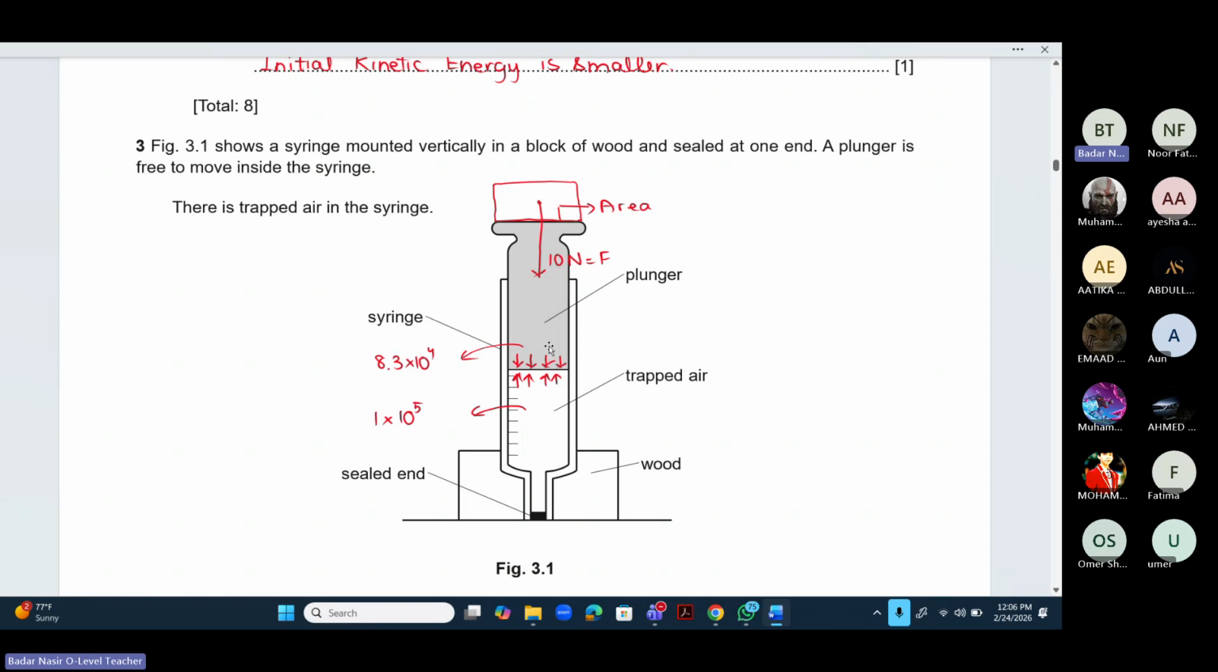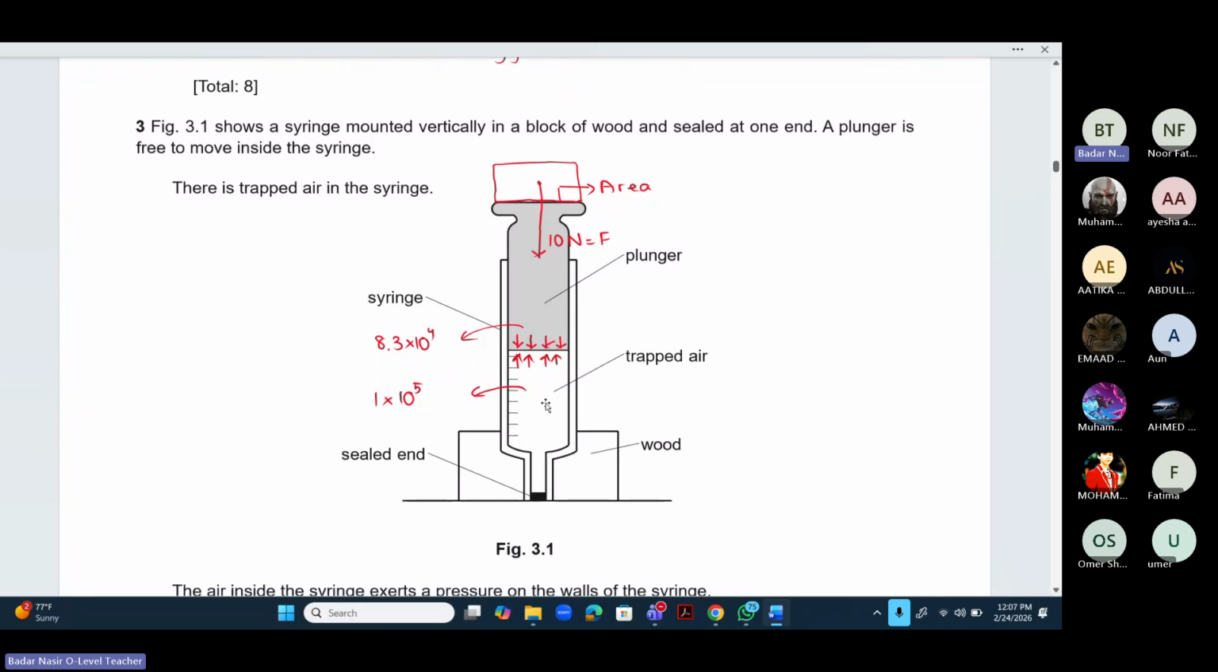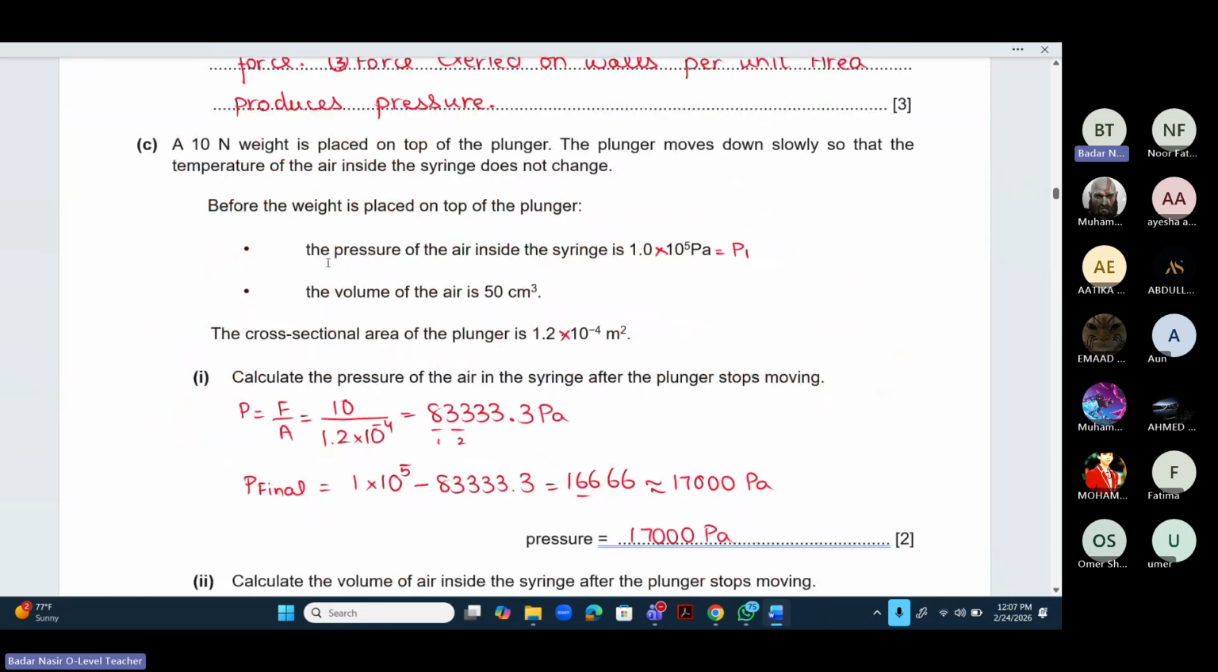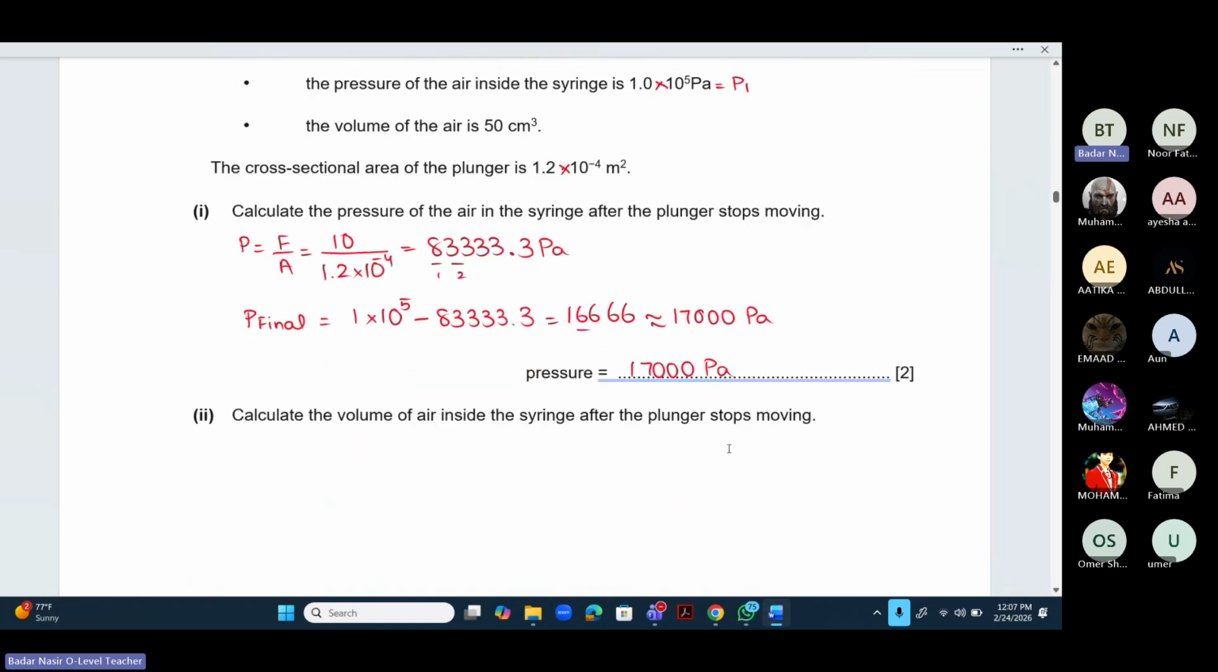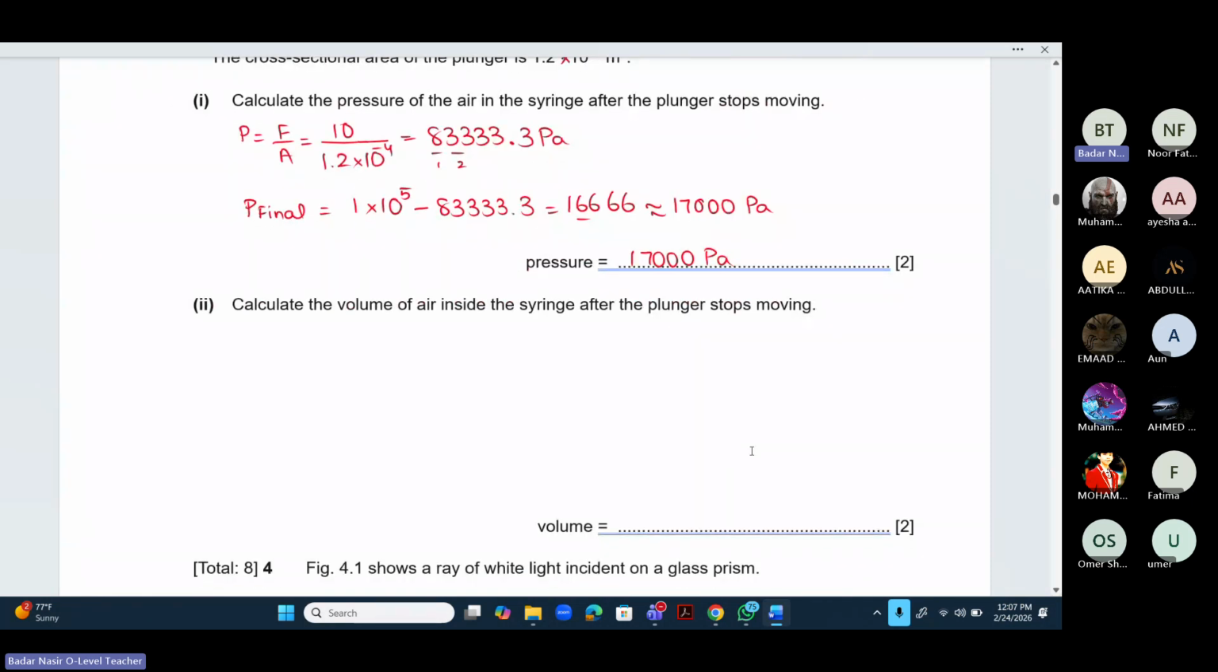Okay, once you have that pressure exerted by the plunger, the pressure that was already inside was 1 into 10 to the power of 5. So we calculated the net pressure on the trapped air. You subtract these two pressures and you get the net value. It was already stated that the pressure of the air inside the syringe is this, so the net pressure will be these two pressures subtracted. Now they ask you to calculate the volume of air inside the syringe after the plunger stops moving.